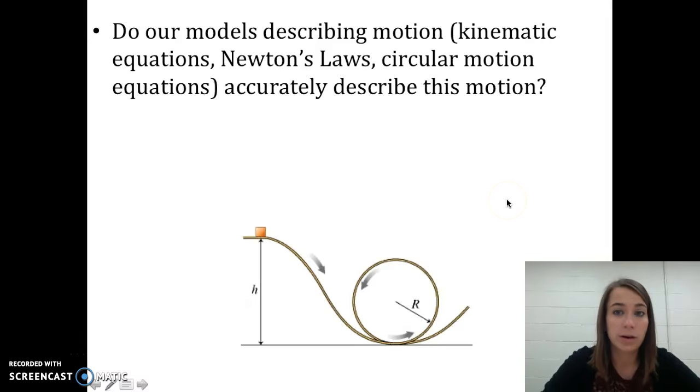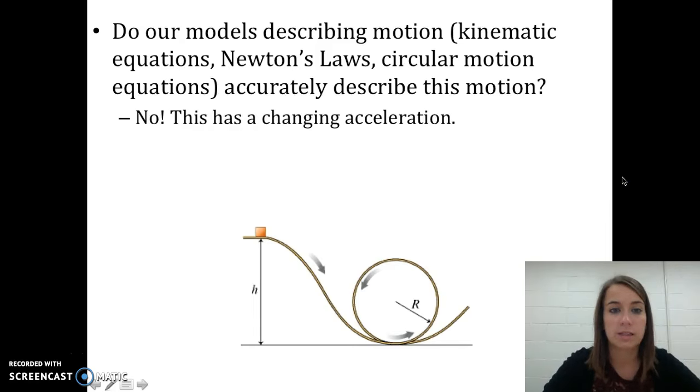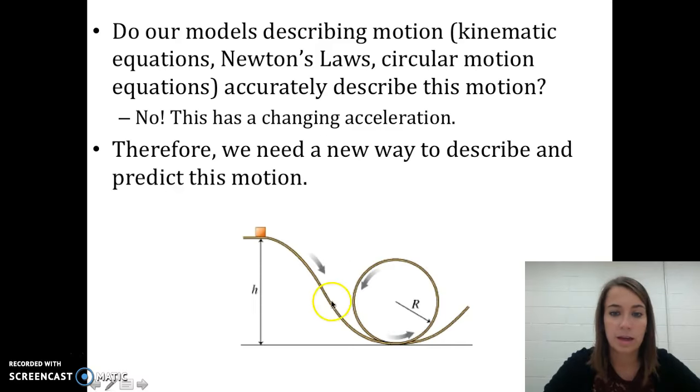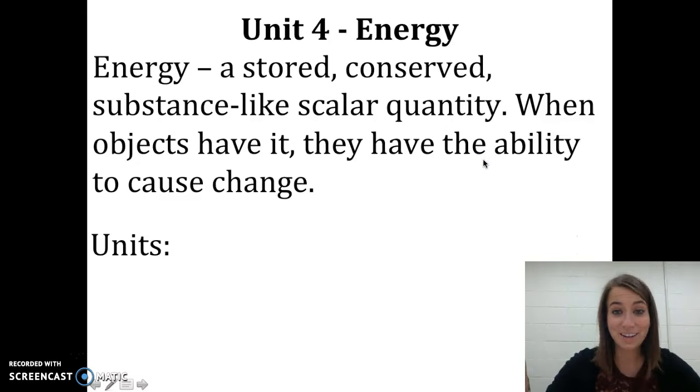And then we want to know, do our models that describe motion, so kinematic equations, Newton's laws, circular motion equations, can we accurately describe this motion using what we know from units 1, 2, and 3? And unfortunately, the answer is no. It has a changing acceleration, and as it goes through the loop, it's going to slow down and speed up, so it's not uniform circular motion, and therefore we need a new way to describe and predict this motion. That brings us to energy. So Unit 4 is all about energy.